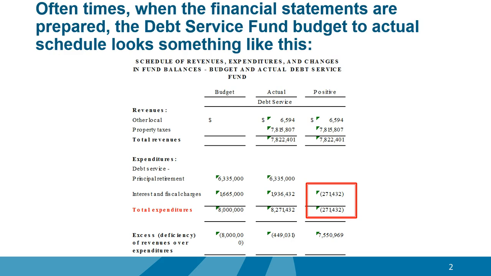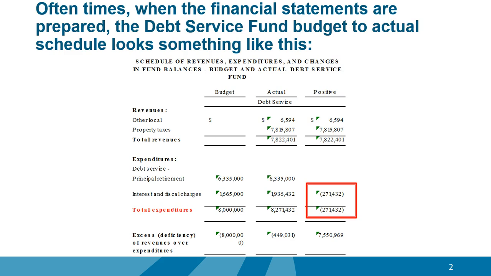Oftentimes, when the financial statements are prepared, likely by your audit firm as a non-attest service performed in addition to the audit, the debt service fund budget to actual schedule looks something like this. As you can see, this district had roughly $8.3 million in actual expenditures, however, only $8 million was budgeted. Therefore, the fund is presented as overexpended.